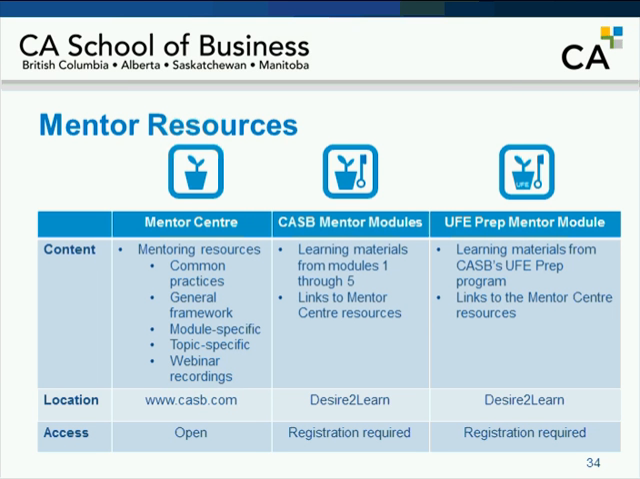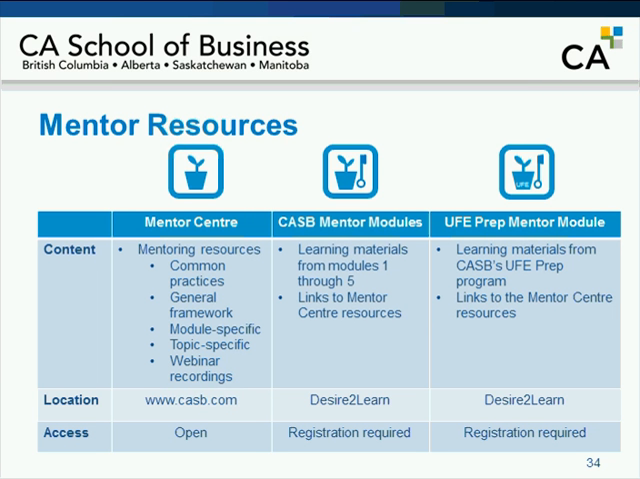We also have 2 different types of mentor modules. So we have the CASB mentor modules, and they contain all the learning materials from modules 1 through 5. They provide you with access to the same materials that students engage with as they're going through the CASB modules. And it also contains a link to the Mentor Center resources. The CASB modules are housed in Desire to Learn, and since they contain proprietary information, you do have to register to gain access to these modules.